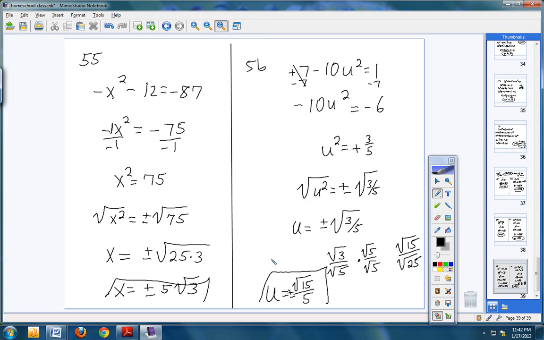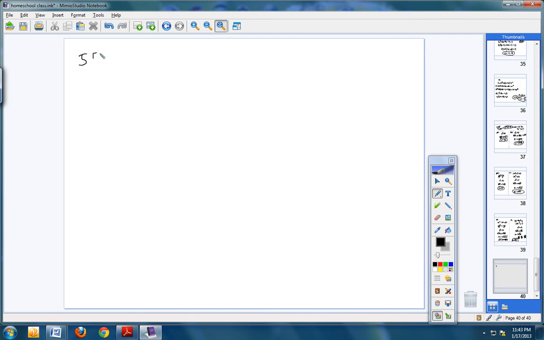Now how do I know I'm done? Well, there's a 1 in front of this radical even though you can't see it. Okay? And so I can't reduce my outside numbers. This is a 15. I don't know of any perfect squares that go into 15 evenly. And there's really nothing else I can do to this. Okay? All right, let's move on to number 57. Number 57.